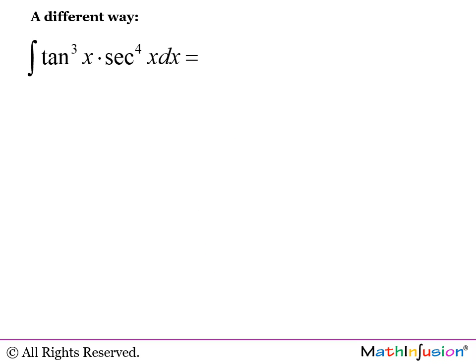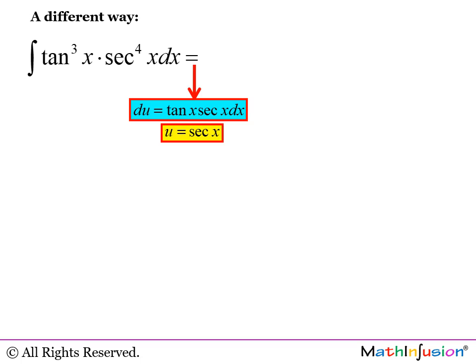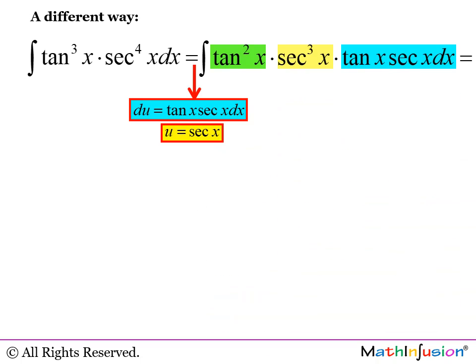And now we are going to do it again in a different way, because the exponent of the tangent x is odd. So I can also take du to be tangent x secant x dx. And now u is secant x. So now I'm splitting the exponent of the tangent. So I get tangent to the power of 2x and then tangent x, but also I have to split the secant to the power of 4x to secant cubed x and secant x, because one of each of the exponent of the tangent and the secants are now going to be swallowed into the du.